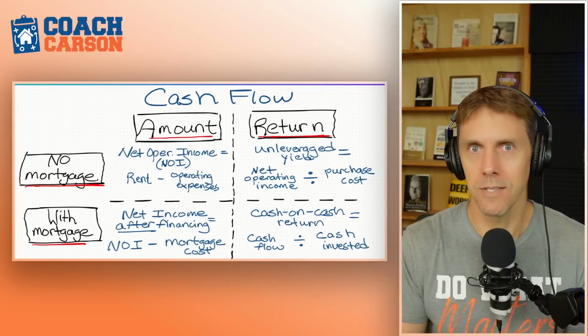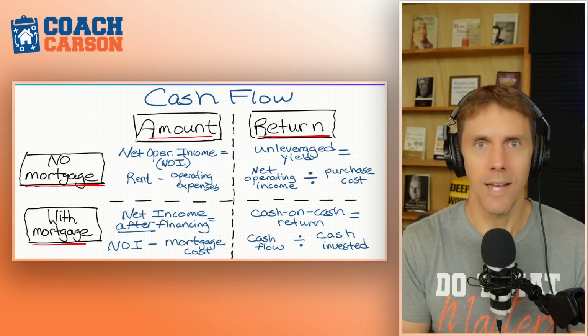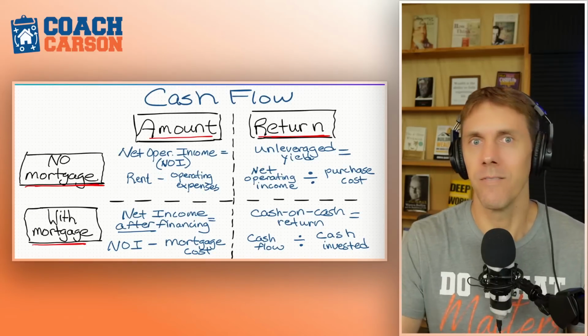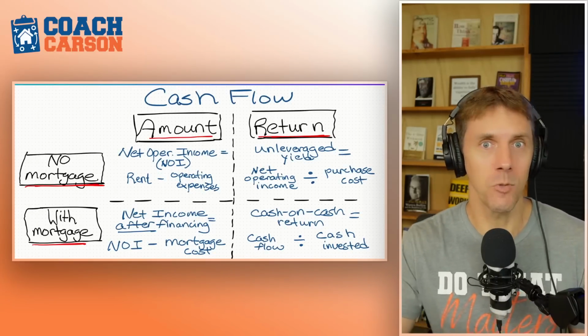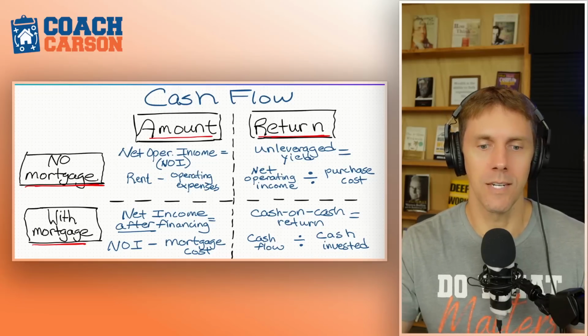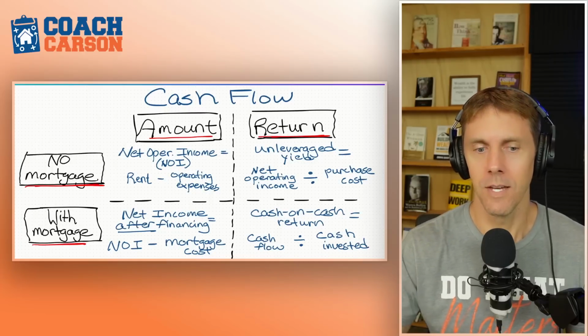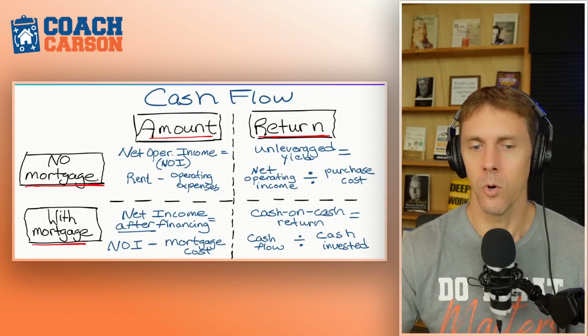So operating expenses include your management fees, your taxes, your insurance, your maintenance, any capital expenses, vacancy expenses, things like utilities if you happen to pay the utilities for your tenants. So everything that would come off of the bottom line, all of your expenses, what's left over is your NOI, or your net operating income.